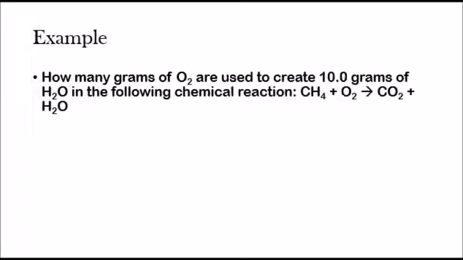As extra practice: how many grams of O2 are used to create 10.0 grams of H2O in the following chemical reaction? First step is always to balance the chemical reaction. So when we balance this, you will get, let me write it up here, CH4 plus 2O2 yields CO2 plus 2H2O.